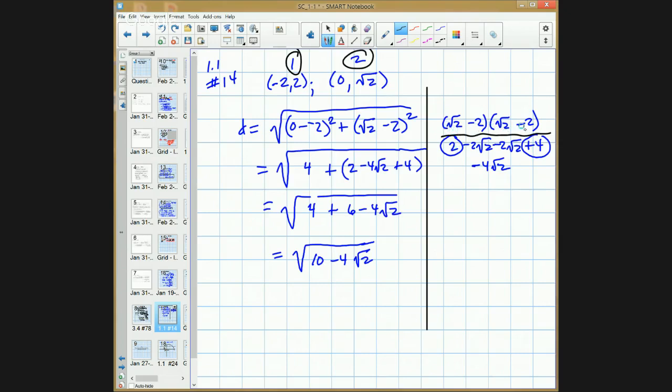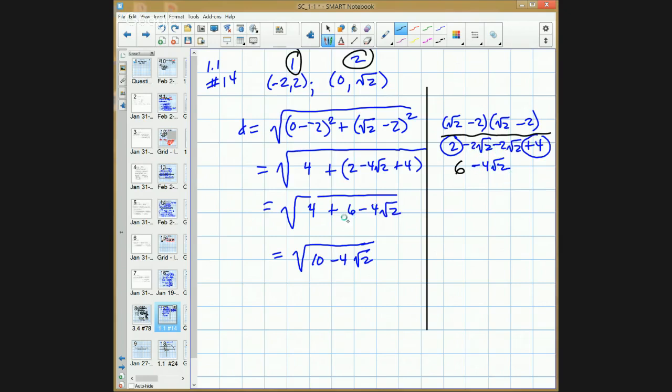Square root of 2 times negative 2 is negative 2 times the square root of 2. Negative 2 times the square root of 2 is another negative 2 times the square root of 2. And finally, negative 2 times negative 2 is plus 4. And then, of course, 2 plus 4 is 6. And then you've got this thing doubled, so it becomes negative 4 times the square root of 2.